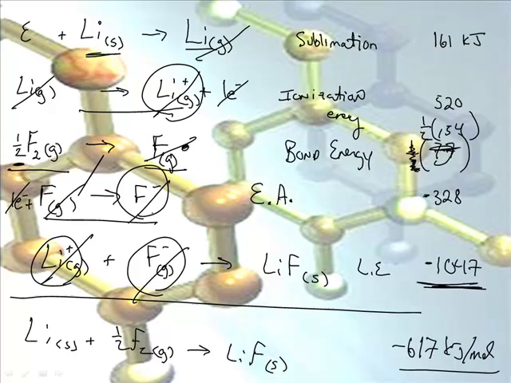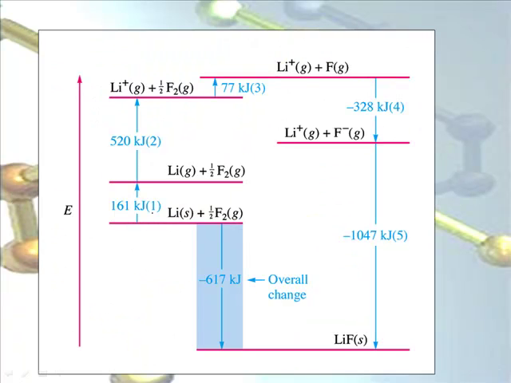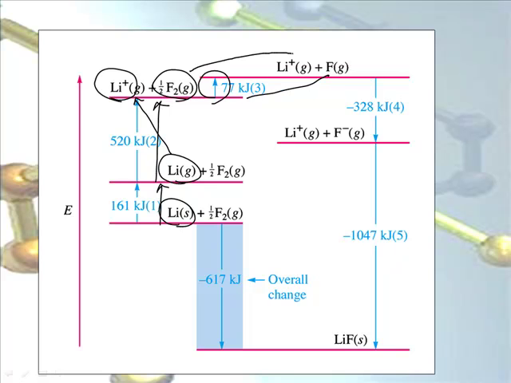These aren't terribly difficult. Here's a better picture of it. The first step is I took the lithium and sublimated it. As you can see, the solid turned into a gas. That's the only thing that changed. In the second step, it required me to ionize it. I turned the lithium into lithium positive. In the next step, I broke the bond, F2, and made F. So the F2 turned into F.